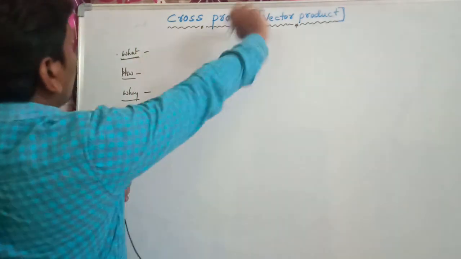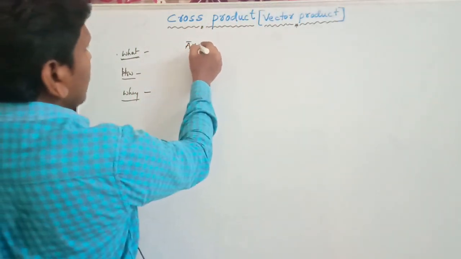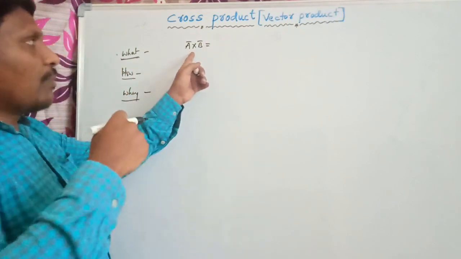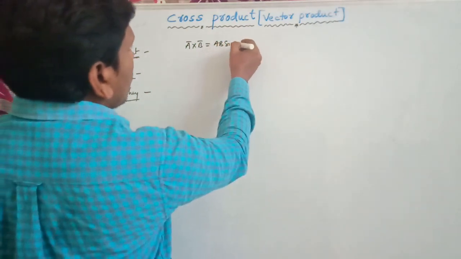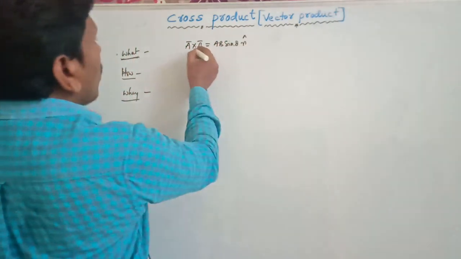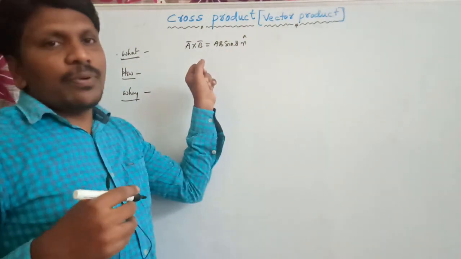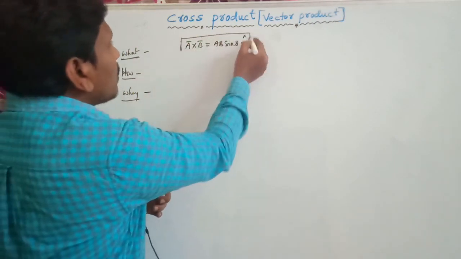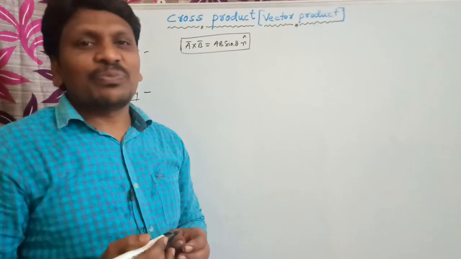What the cross product tells us means the definition, or mathematical expression, of the cross product. We know that A bar cross B bar is equal to AB sin theta into n cap. This is the mathematical expression by which we can simply define the cross product.